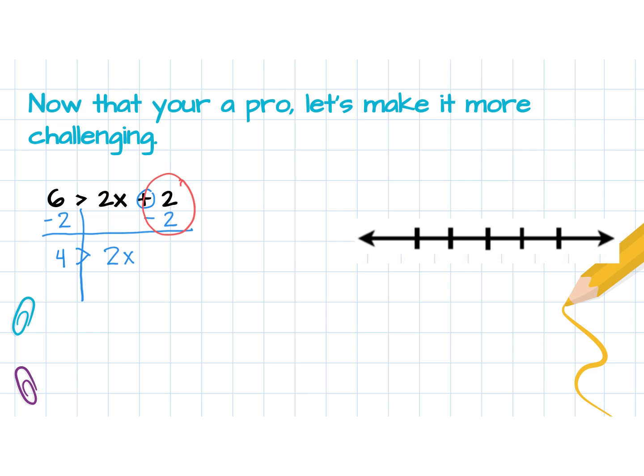Well, x is not by itself. It doesn't have anything that's adding or subtracting, but it does have this 2 next to it, right here. We don't want that, do we? No, definitely not. What you need to remember is 2x actually means 2 times x. That's what it means.